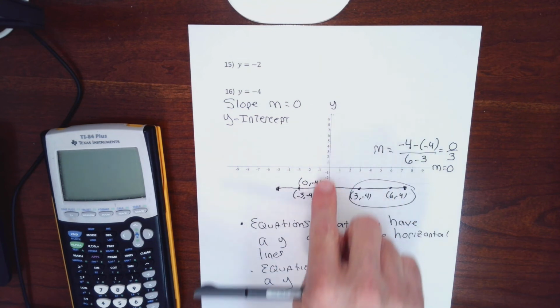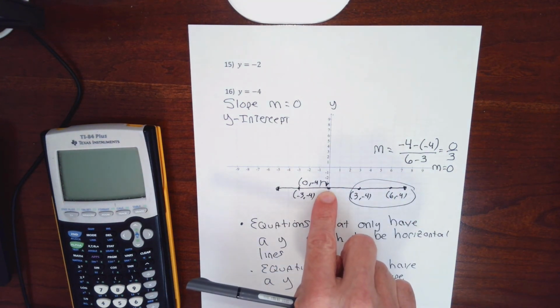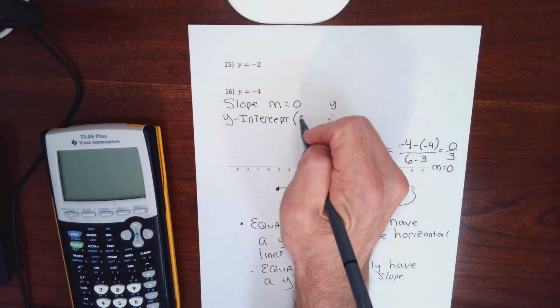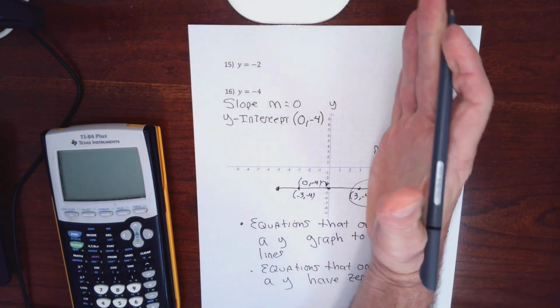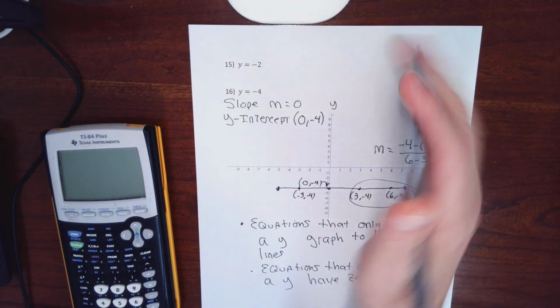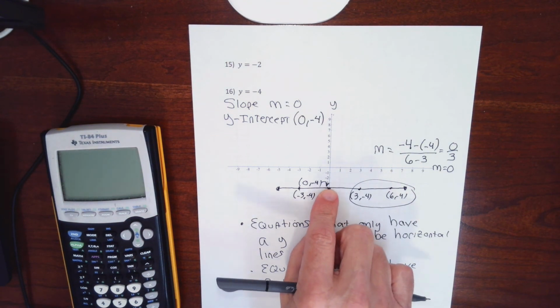Y-intercepts are points on the y-axis. There's the point on the y-axis. That's the point (0, -4). The last line didn't have a y-intercept because it was vertical and it didn't cross the y-axis. But this line crosses the y-axis, so it has a y-intercept.